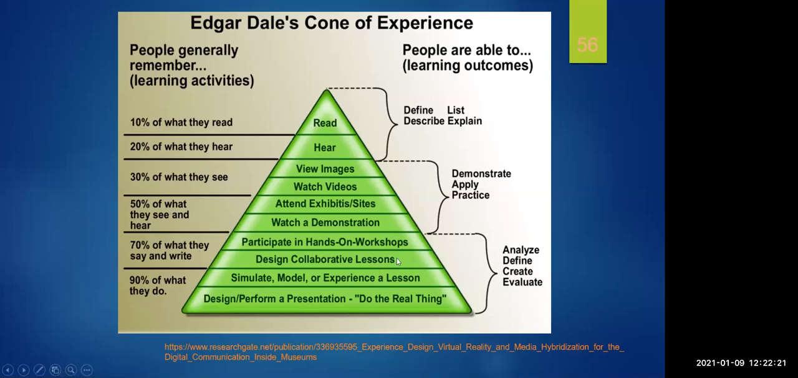They remember 70% of what they say and write. So participating in hands-on workshops, designing collaborative lessons. So this is group study or group activities. At project level, they do it. And 90% is what they do: simulate a model, design a performance, do the real-world situation. So they go to the industry and they do it. 90% they do it at the industry level.